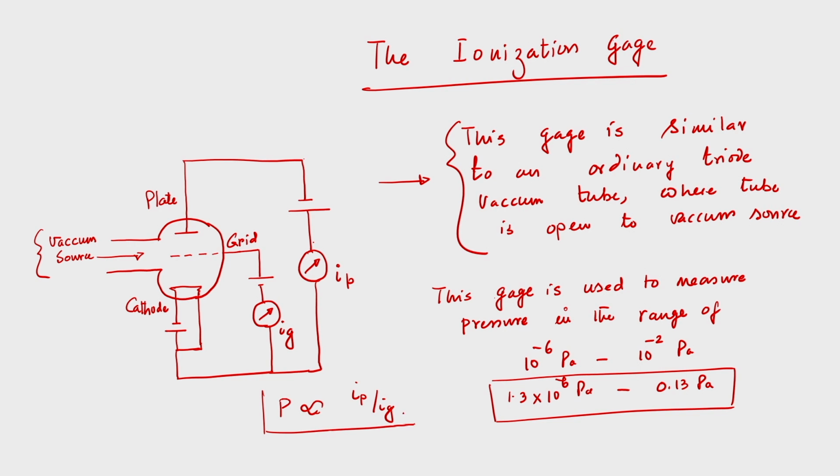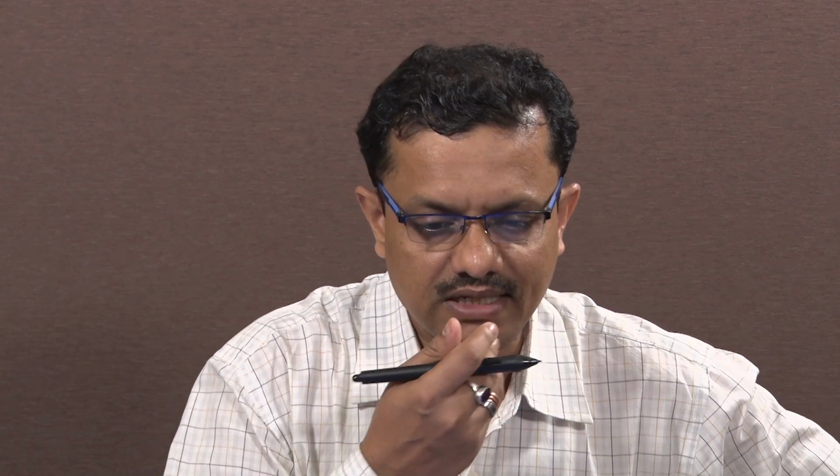Now, we will see the steps, then we will try to establish the relationship between the pressure which we would like to measure and the ratio of current, that is the plate current and grid current. So, now the steps, rather the working principle.